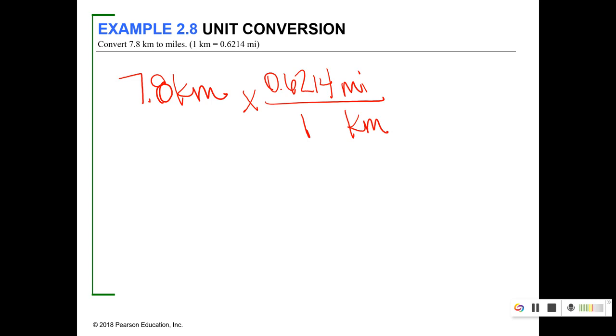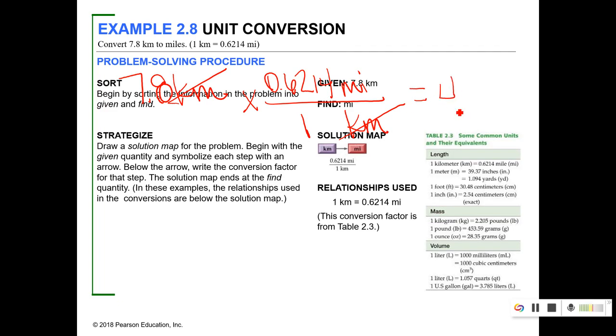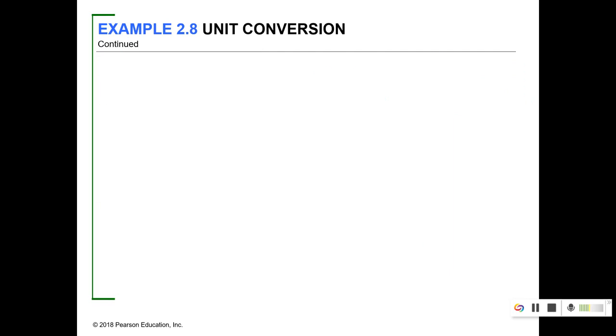I thought I brought my calculator in here, but I didn't. So we cross out our units. And then once we have the units we want at the top, if it's on top and it's a number, you multiply. If it's on bottom, you divide. So for this one, it's 7.8 times 0.6214. And I get 4.8 miles. It is important to note that conversion factors have unlimited sig figs, so this is our least number, 2, so my answer must have 2.